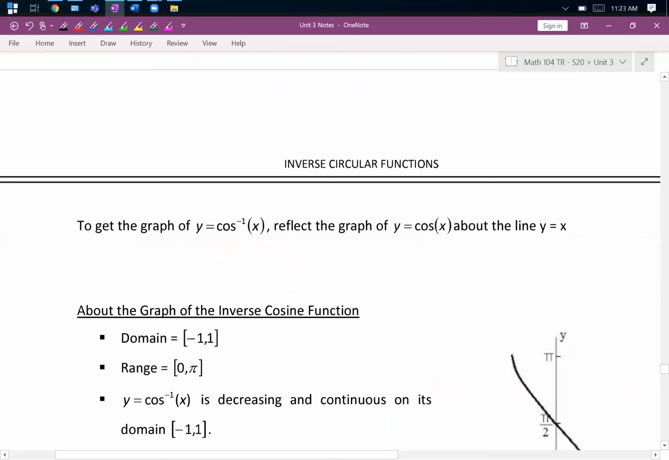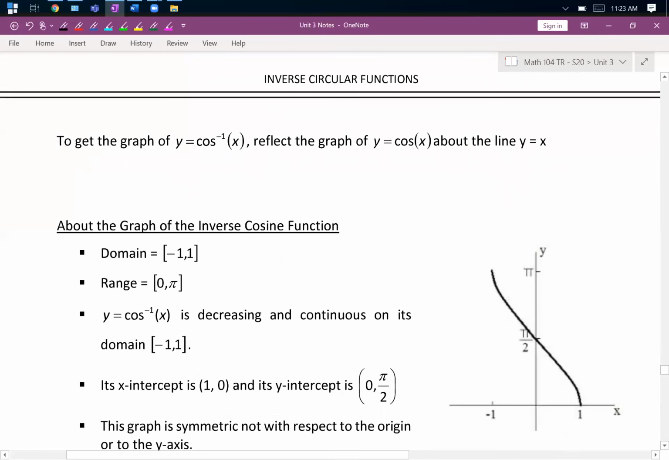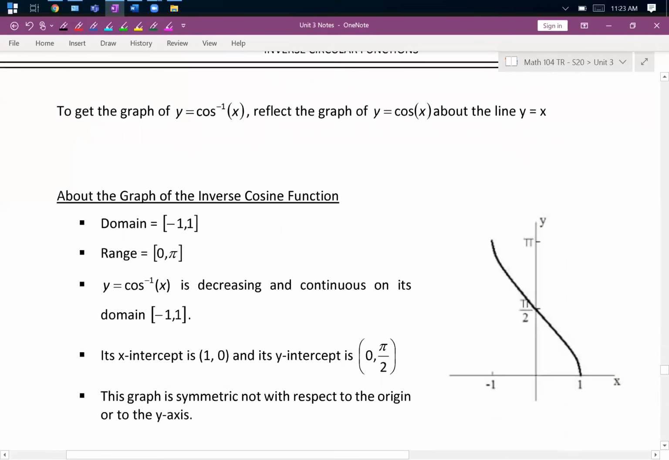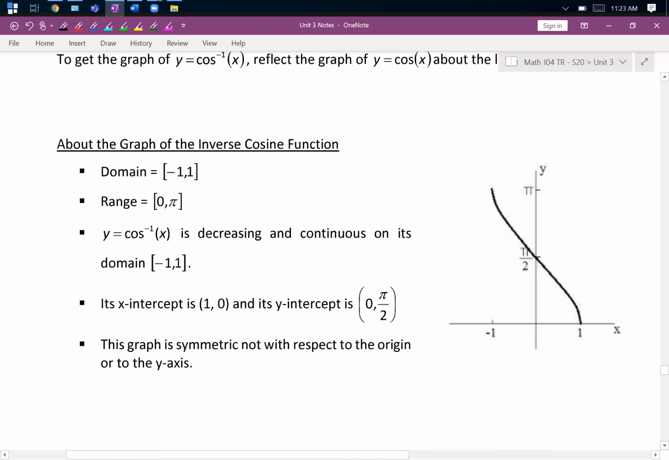To get the graph of y equals cosine inverse, just like sine, we reflect the graph of y equals cosine about the diagonal line y equals x. We end up with this little funky graph here on the right. The domain is negative 1 to 1, just like it is for sine inverse. The range, however, is different. We're going from 0 to pi.